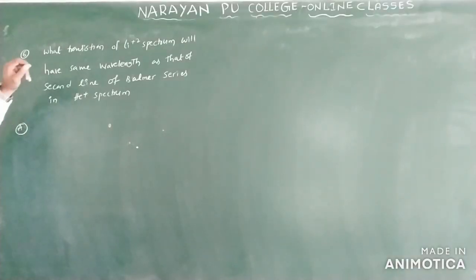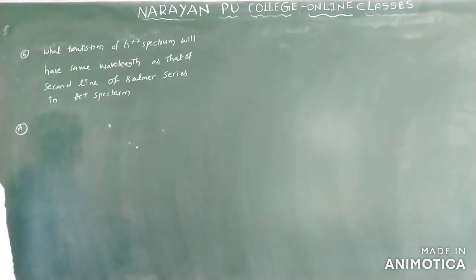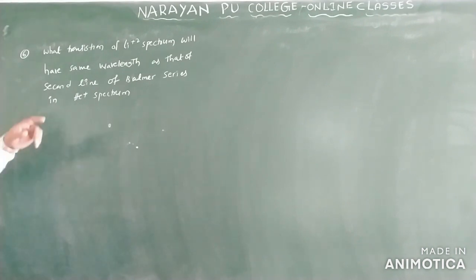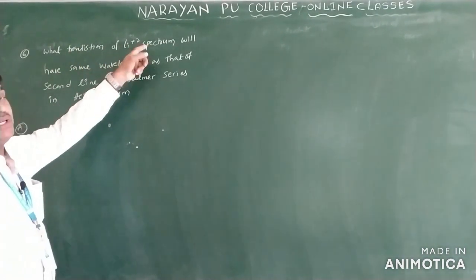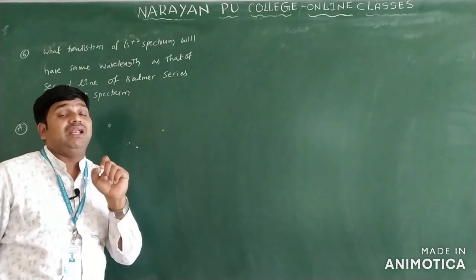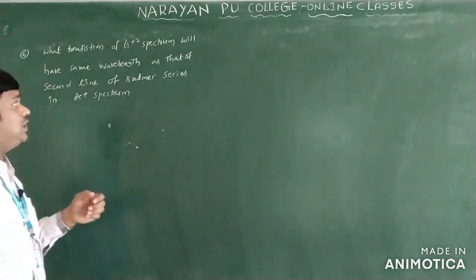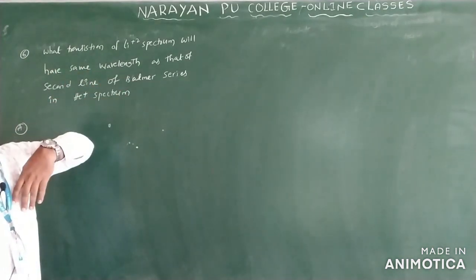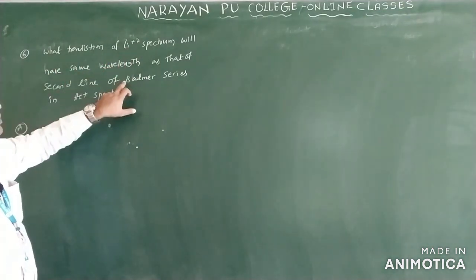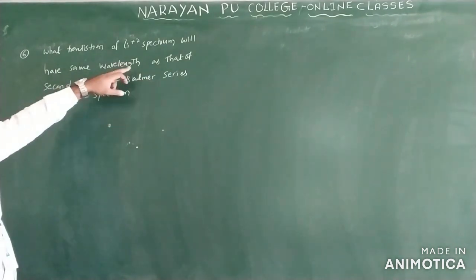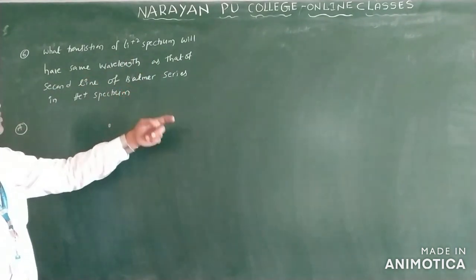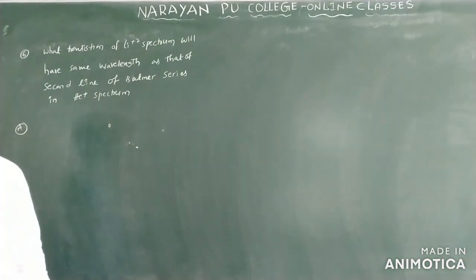See the next question we have. What are the transitions of Li plus 2 spectrum that will have the same wavelength as that of the second line of Balmer series in a He plus spectrum only? Again I am repeating. What is the transition of Li plus 2 spectrum? You can find out the transition values for the lithium Li plus 2 spectrum. What is the N1 value and what is the N2 value? They have the same wavelength. The wavelength is same for Li plus 2 and He plus atom only, and the wavelength is that of the second line of Balmer series in the He spectrum only.